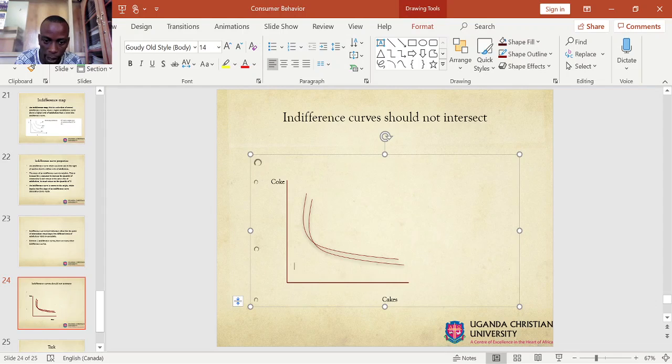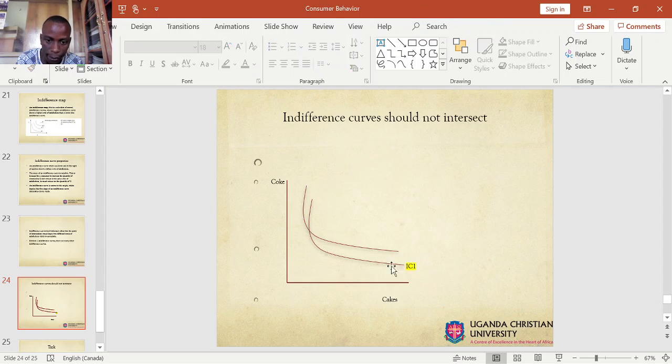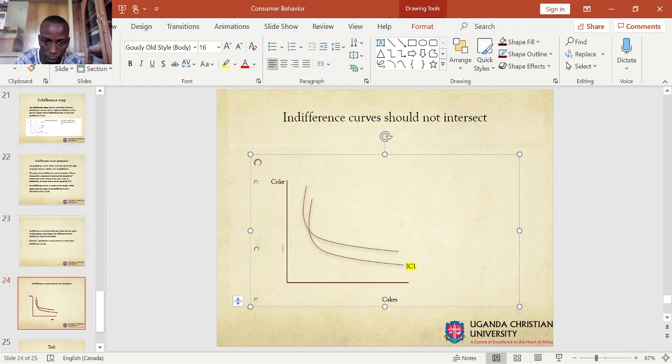So I'm having two indifference curves. This one, let me call it indifference curve 1, in yellow. Then here, indifference curve 2, in another color. So you're saying these should not intersect. I want to see why. Let me call this point A, where these two are intersecting.